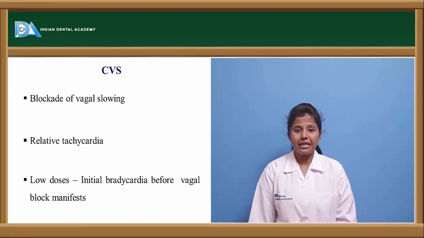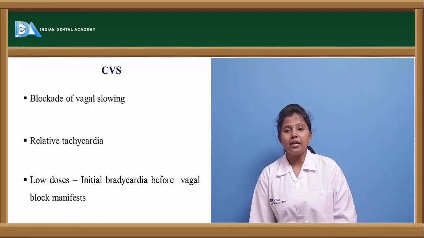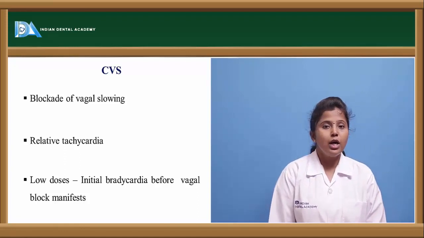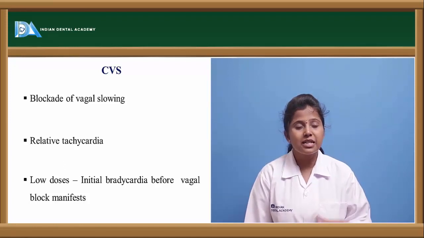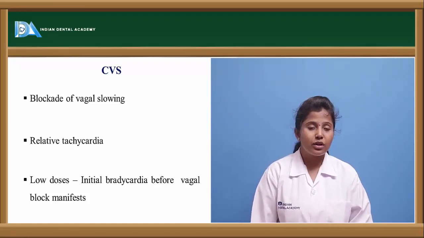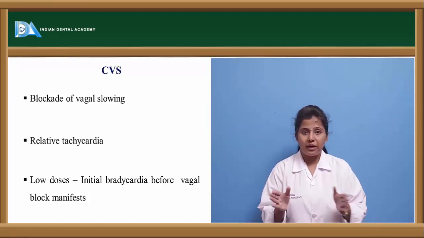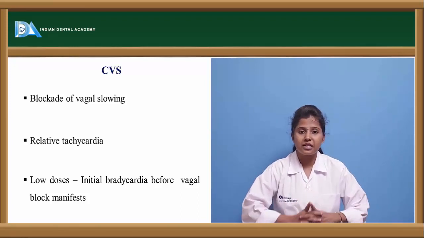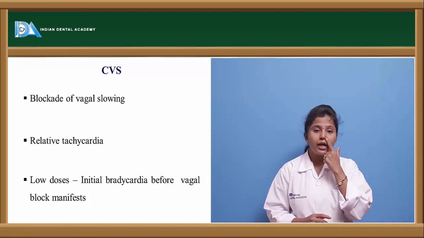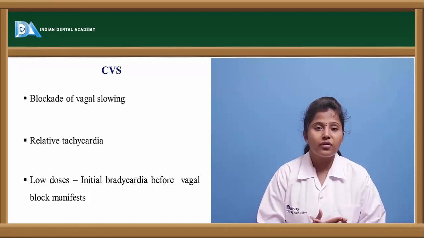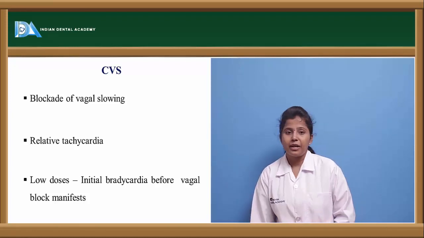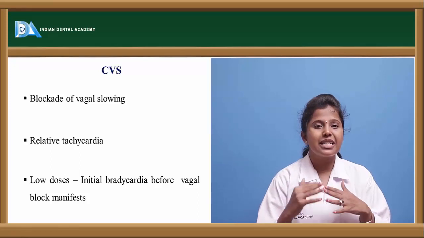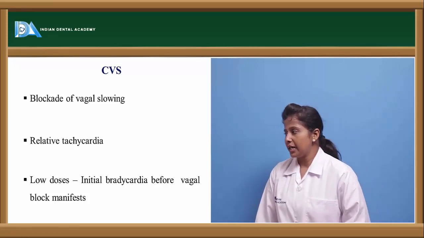What are the effects on the cardiovascular system? These anticholinergic or antimuscarinic drugs cause blockade of vagal outflow. The vagus nerve supplies the heart and the cardiovascular system, and it emerges from the parasympathetic nervous system. The blockade of the vagus nerve by these antimuscarinic drugs causes relative tachycardia, although in the initial or slow doses it may lead to a bradycardia condition also.